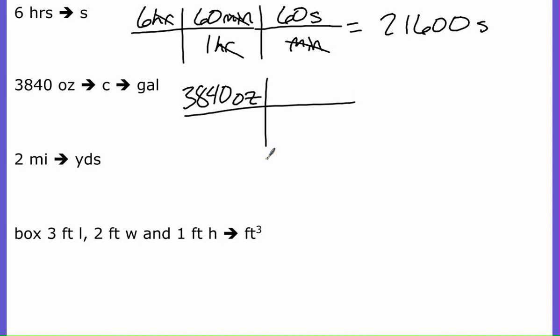I do know how many ounces are in a cup. There are 8 ounces in a cup. So ounces cancel here. I have cups instead of ounces. Now I should be able to get from cups to gallons because there are 16 cups in 1 gallon.